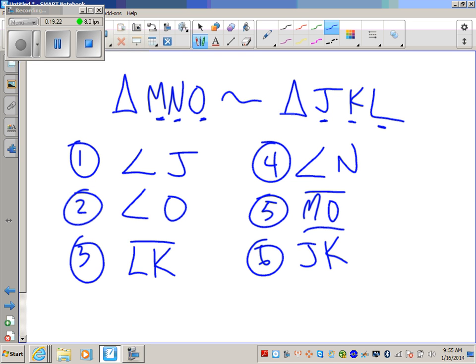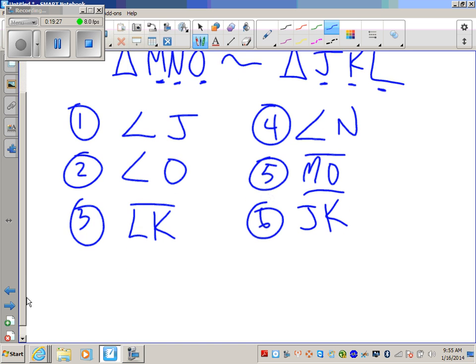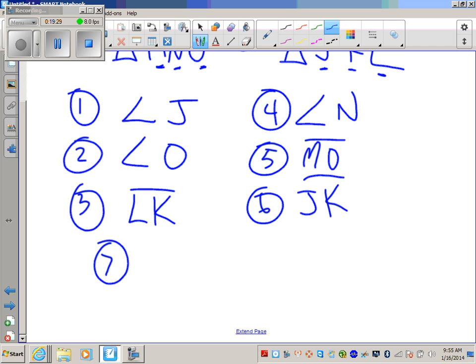What is the ratio of the lengths of the corresponding sides? What is the ratio of corresponding lengths? All right, so take a look at number 3. ON corresponds with which one? All right, so ON measured out at what? 20, and then the corresponding side was what? LK was 15.